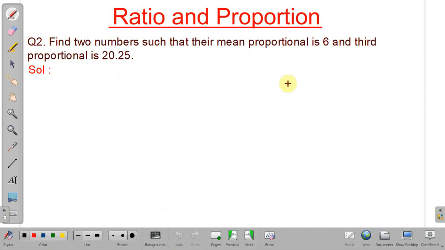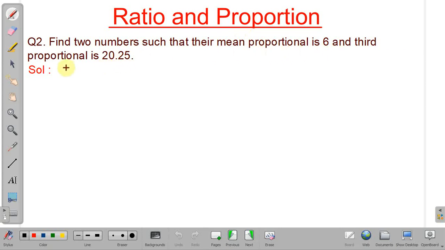Question 2. See what is given here. Find two numbers such that their mean proportional is 6 and third proportional is 20.25. So what is mean proportional and third proportional? If you don't remember this, please visit the lecture on important concepts of ratio and proportion in the playlist. Then you will get all these concepts. So we have to find the numbers whose mean proportional is given and third proportional is given.